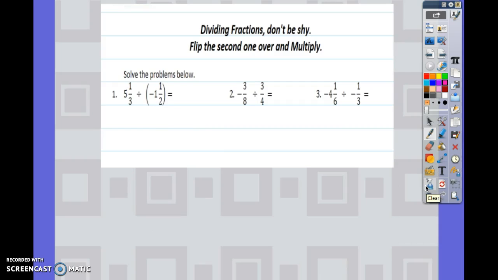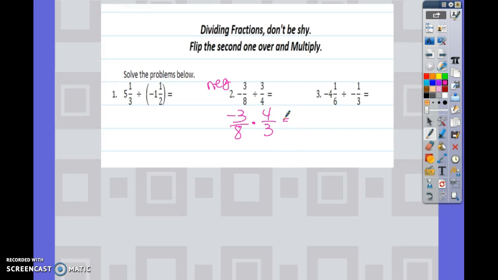Number 2, negative 3/8 divided by 3 over 4. I count one negative, so I know my answer is going to be negative. Dividing fractions, don't be shy. Flip the second one over and multiply. Keep the first fraction, negative 3 over 8. Change the division to multiplication. Use the reciprocal of the second fraction, 4 over 3.